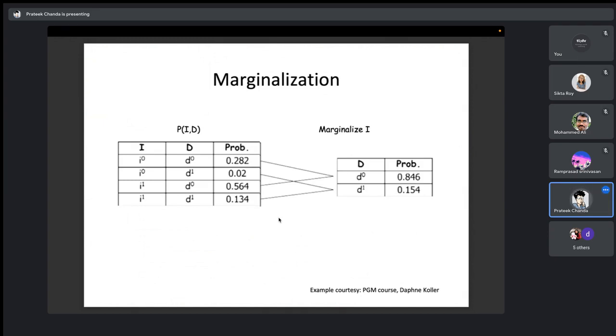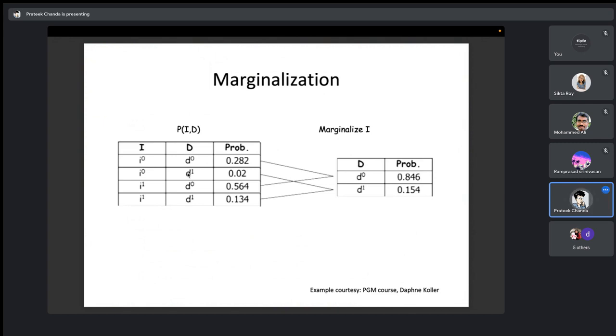Similarly, the other concept that now comes is marginalization. We discussed conditioning; now we want to discuss marginalization. Let's say I start with the probability of I comma D as follows. This is the joint probability between I and D, and we are given this probability. Now what I want to do is create this table of only D, for D0 and D1, because D only has two possible values, D0 and D1. And what is the probability for that?